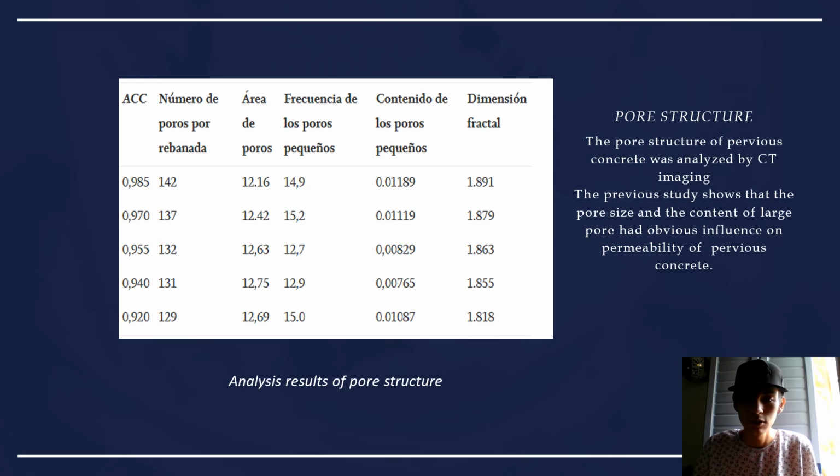The pore structure of pervious concrete was analyzed by CT imaging. The previous study shows that the pore size and the content of large pores had an obvious influence on the permeability of pervious concrete. Most of the small pores in pervious concrete are the pores in cement paste, which are the weak points where damage is likely to occur.